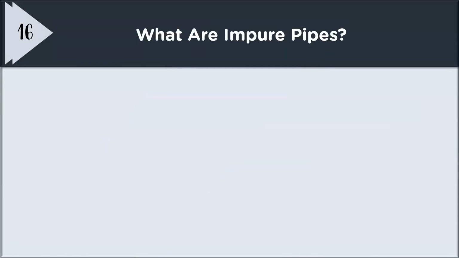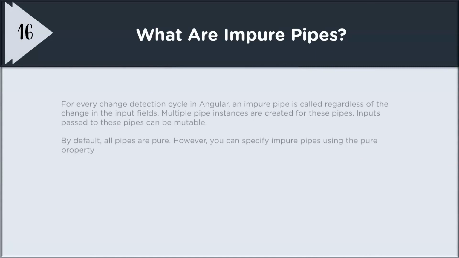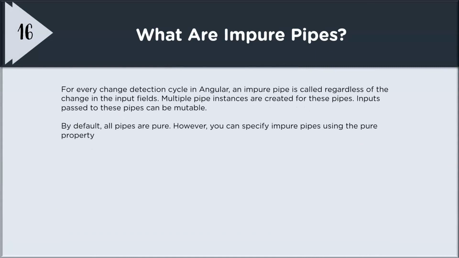Next up, what are impure pipes? Now, for every change detection cycle in Angular, these impure pipes are called regardless of the change in the input fields. As long as there's a change detected, these pipes are called. As a result, multiple pipe instances are created for these pipes. Now, inputs passed to these pipes can also be mutable. By default, all pipes are pure. However, you can also mention impure pipes using the pure property.